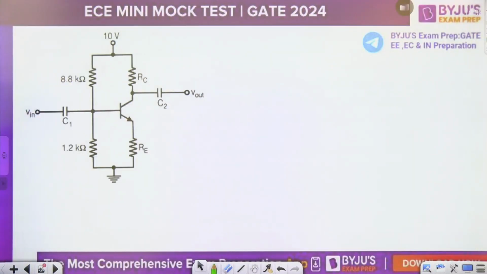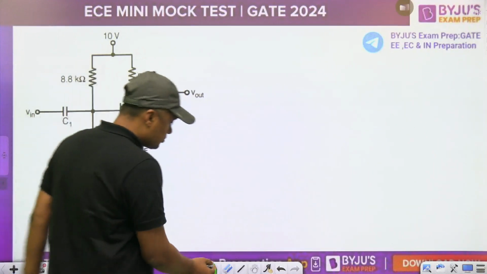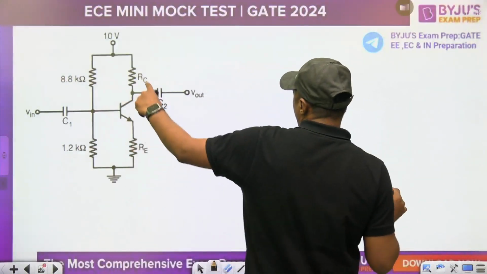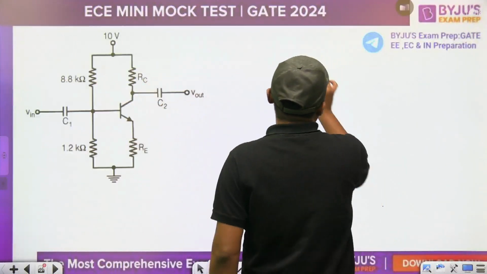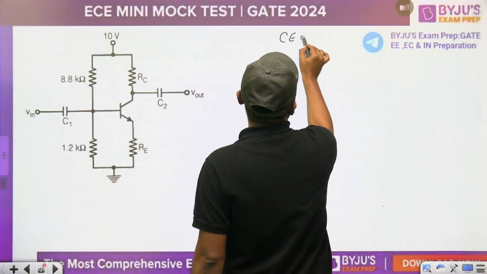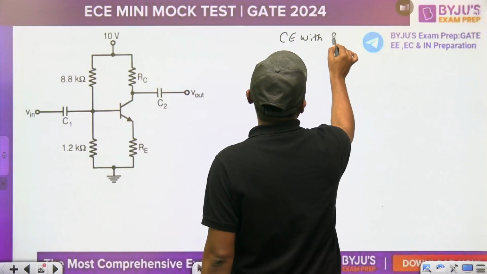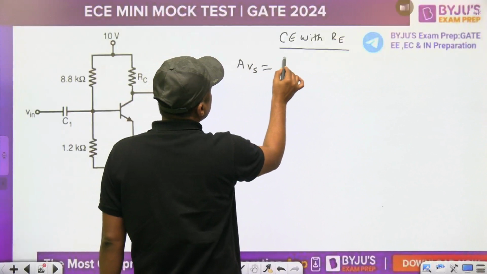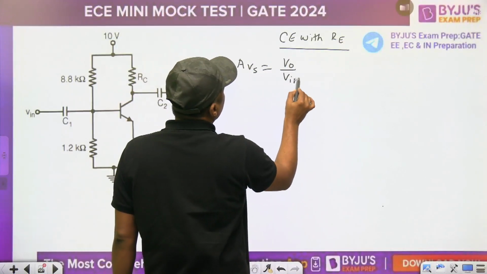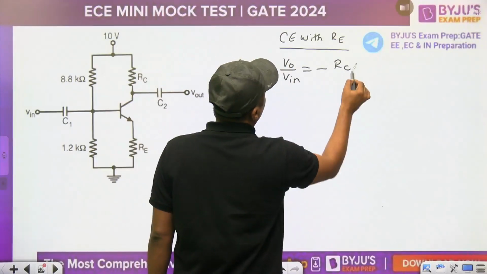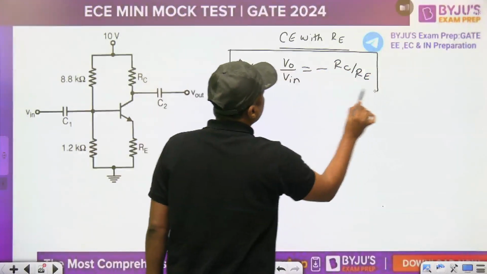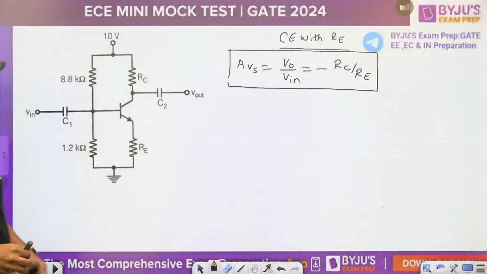Give me the answer in the comments box now, everyone. This is a common emitter with unbypassed RE. And the approximated gain for this, that is Vo by Vin, is minus RC by RE. Approximated gain means you have to find the ratio of RC by RE, and the magnitude will become RC by RE.